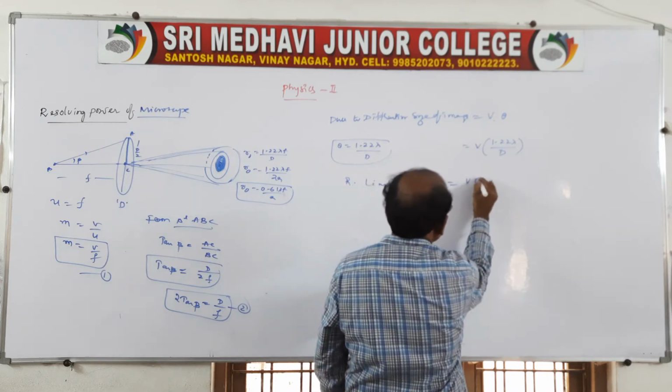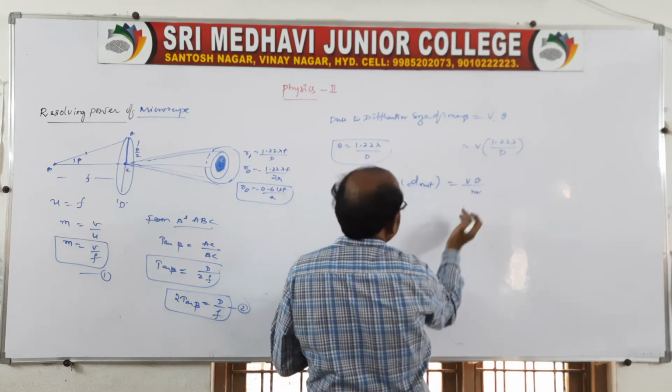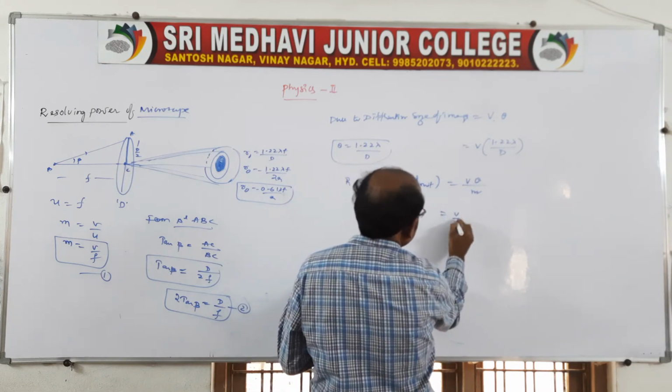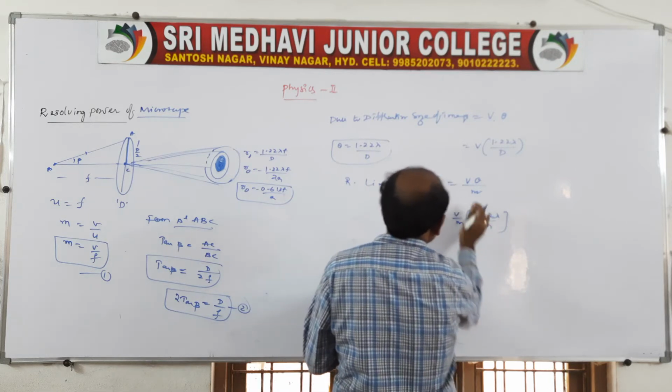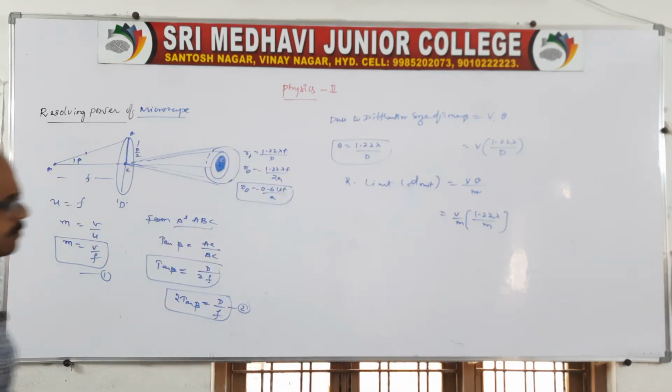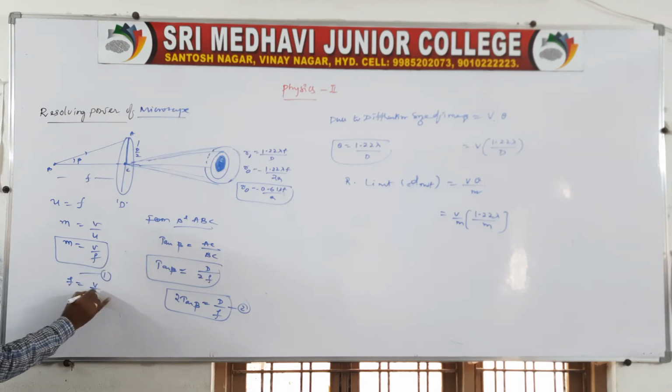is equal to V theta by m. Here V theta by m is nothing but we know the theta value, and V by m into theta, you write 1.22 lambda by m, because theta is 1.22 lambda by d. But V by m from here you take V by m, so that F is equal to V by m.